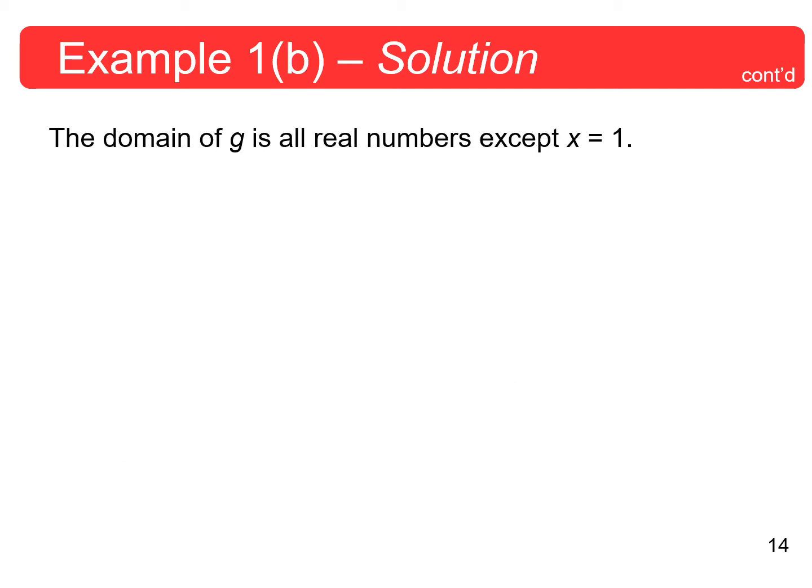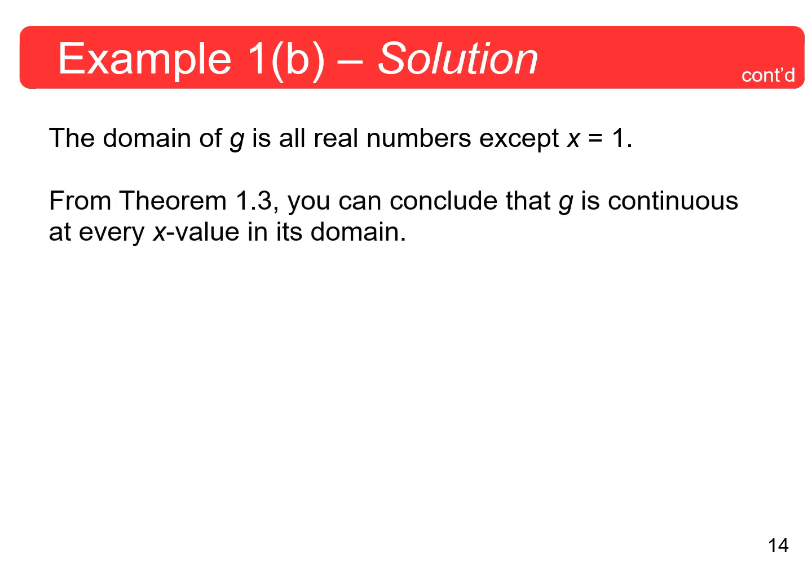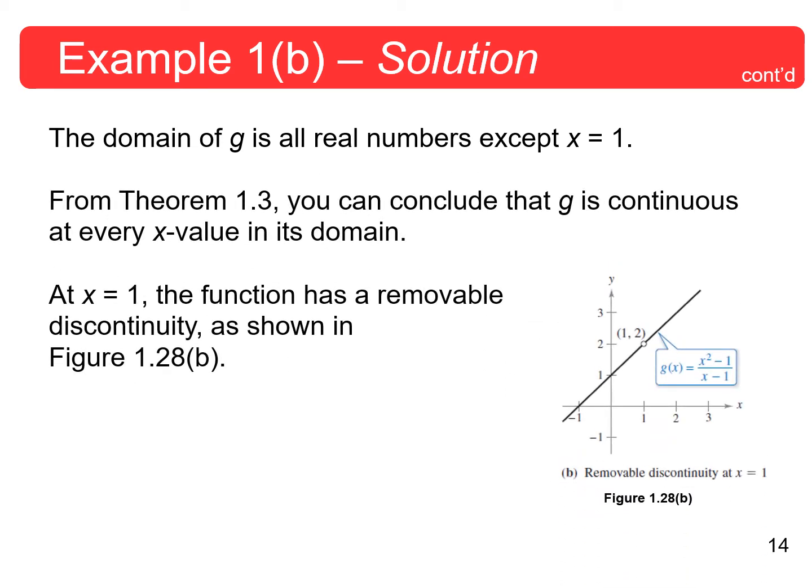For the second function, the domain of g is all real numbers except at x equals 1, because the function becomes undefined at x equals 1. Now from theorem 1.3, we can conclude that the function is continuous at every x value in its domain. So the only possible points of discontinuity are the x values that are outside the domain of the given function. In this case, it is x equals 1.